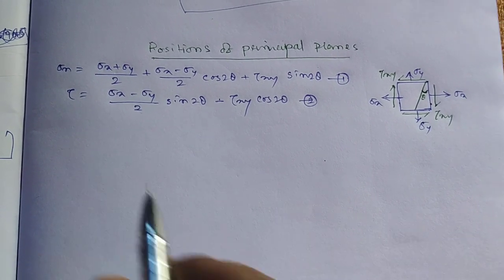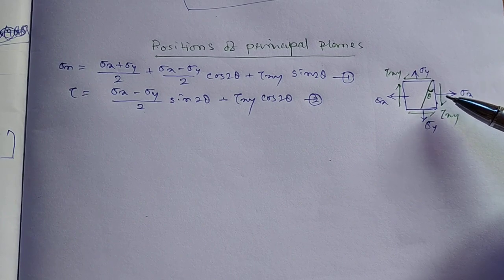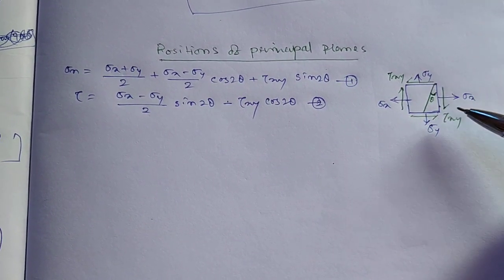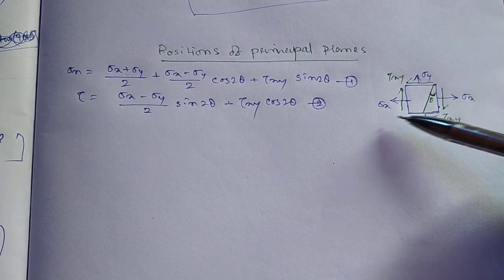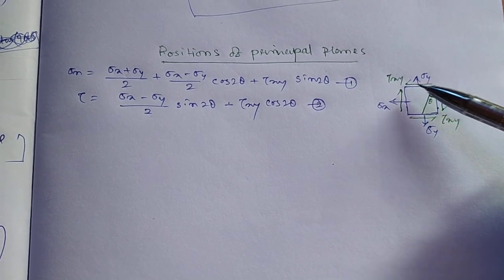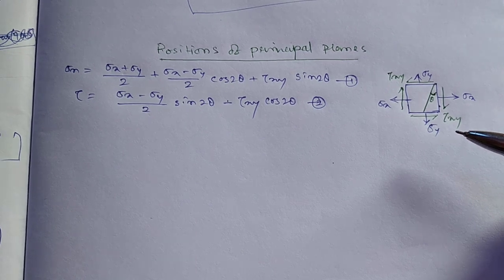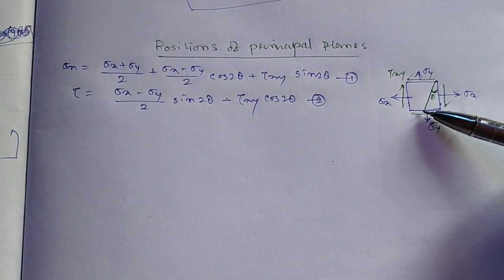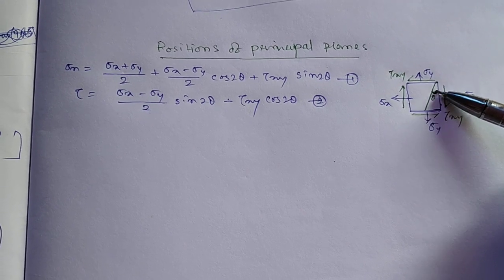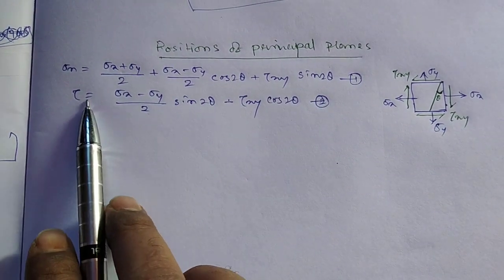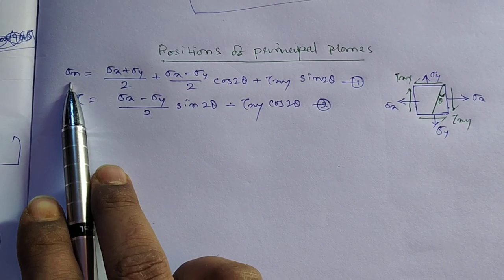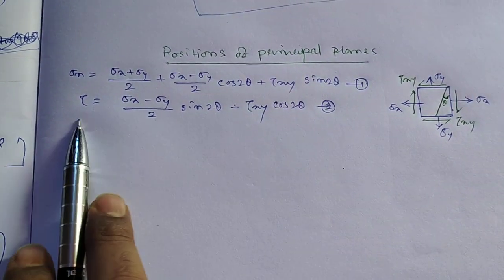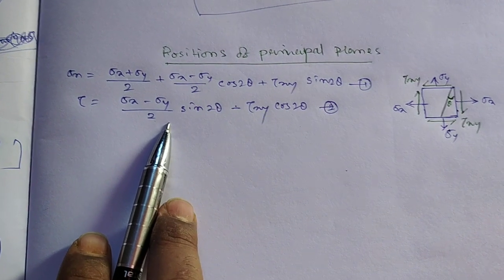So at the extreme last, we have discussed the general condition where a body is subjected to direct stresses on all sides and shear stresses on all sides, and we have got two equations for a particular given oblique section which is having theta angle. We have got these two equations for normal stress on that particular given plane and the shear stress, right?